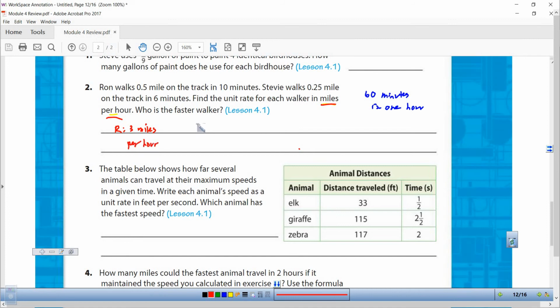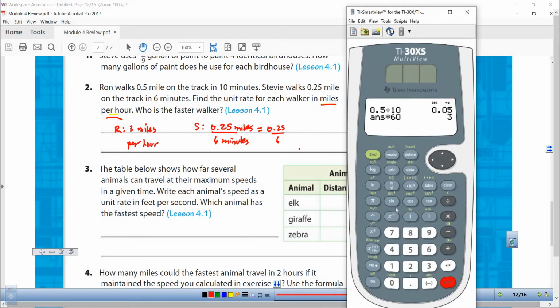Okay, so now we're going to take a look at Stevie. So Stevie walks 0.25 miles in 6 minutes. Okay, so what did I do first? I divided, right? I divided 0.25 divided by 6. So I'm going to go to my handy-dandy calculator again. All right, and I'm going to go 0.25.